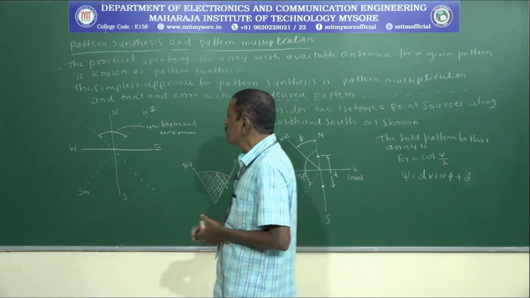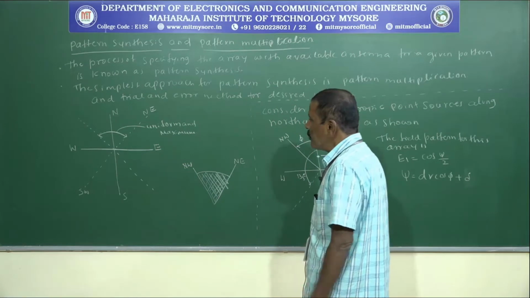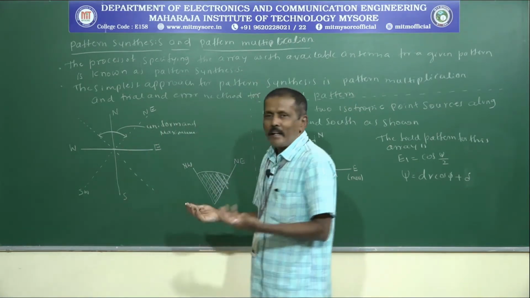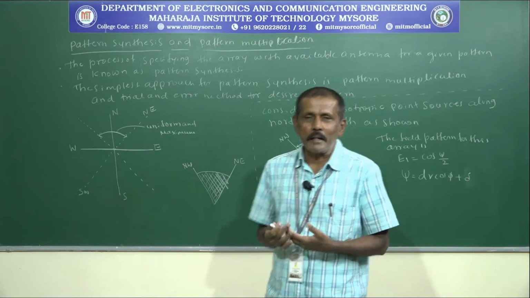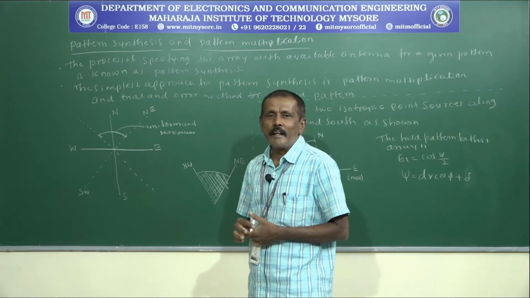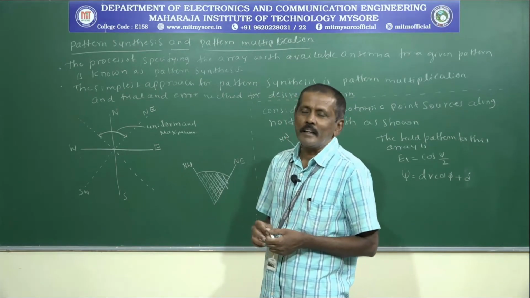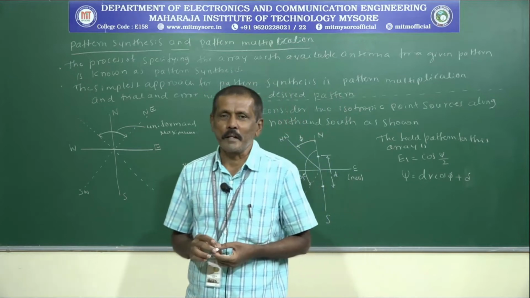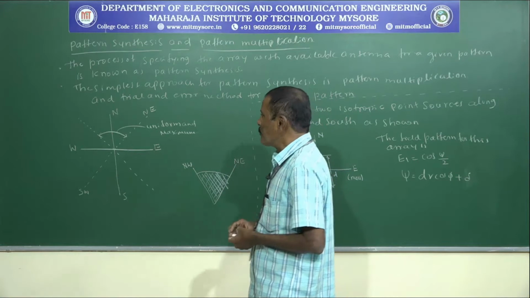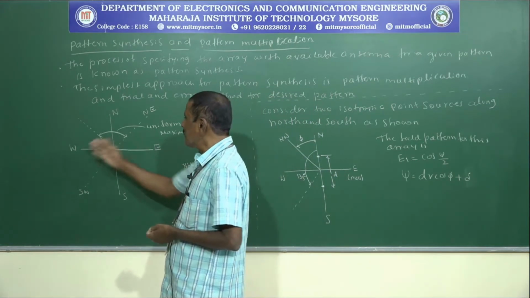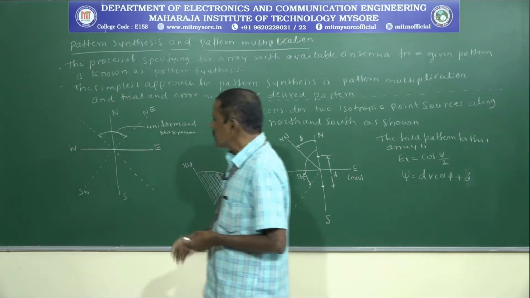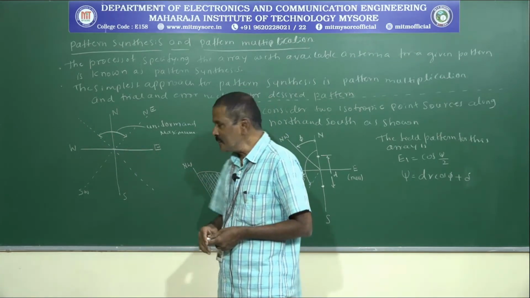Now, this is the diagram showing the north, south, east and the west, and for the desired pattern considered, you can obtain antenna radiations of any pattern. You can obtain any type of antenna patterns either in the east or the west, north or the south, northeast, northwest, southwest or southeast, in any direction.